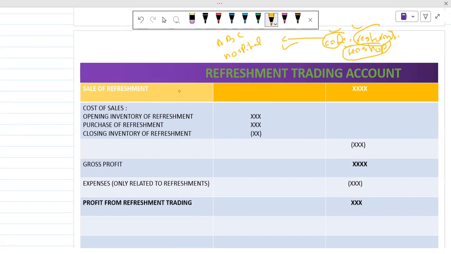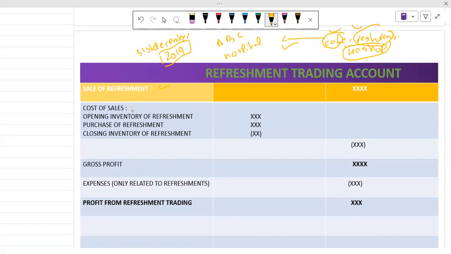First of all, it is just the same as your income statement. You will have sale of refreshment, that is how much refreshment you have sold till the date, like if it is 31st December 2019, it means that till 2019 how much sales you have. This is very similar to an income statement.